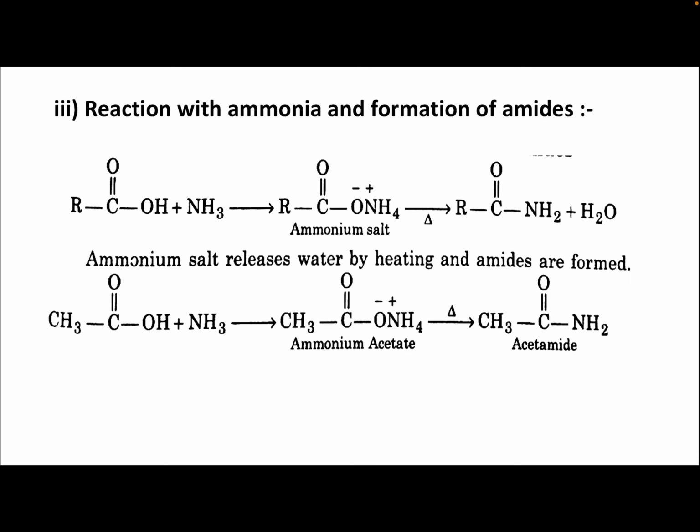Reaction with ammonia and formation of amides. Carboxylic acid reacts with ammonia. RCOOH plus NH3 gives the ammonium salt, RCOO⁻NH4⁺. This is the ammonium salt of carboxylic acid. This on heating gives RCONH2, which is amide, plus H2O. That is, carboxylic acid reacts with ammonia to give the ammonium salt, and then amide is formed. RCONH2 is amide. The ammonium salt releases water on heating and amides are formed.